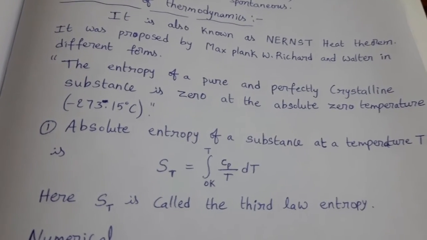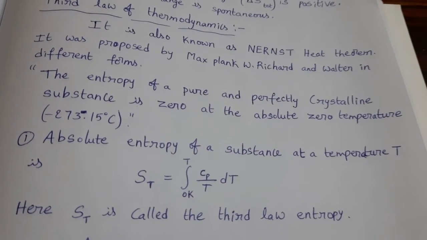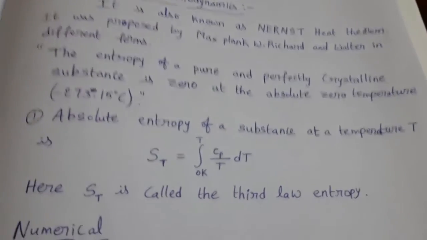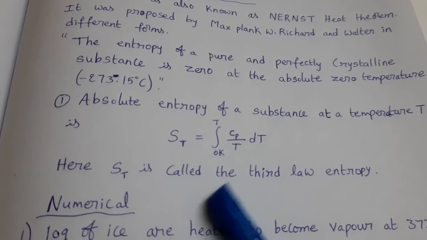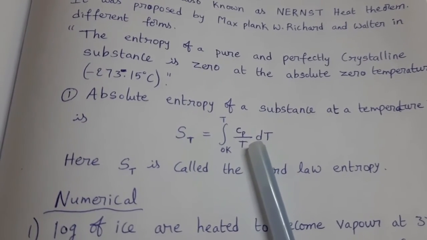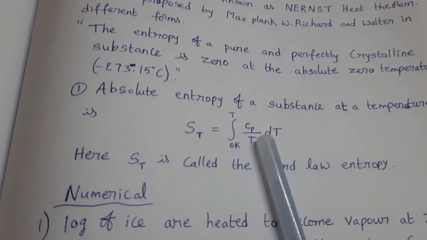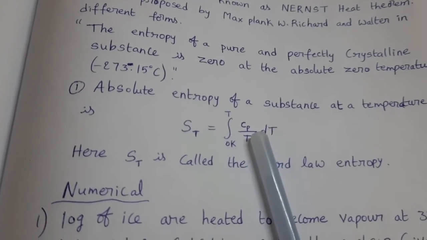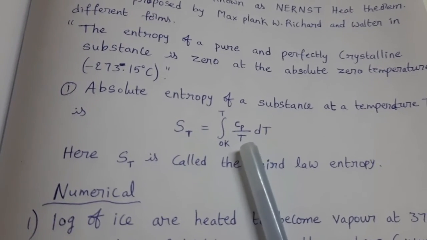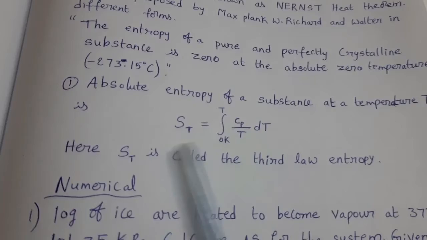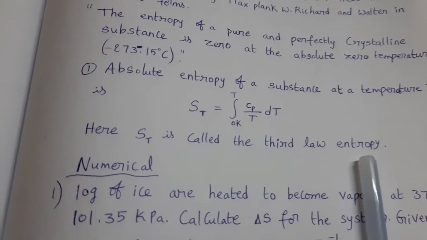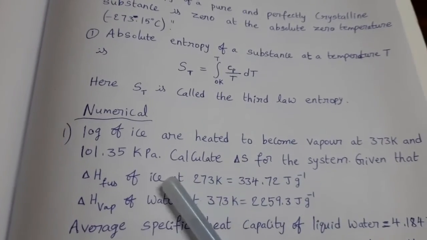Next, the absolute entropy of a substance at a temperature capital T is S_T equal to the integral from 0 Kelvin to temperature T of Cp divided by T into dT. Here Cp means heat capacity at constant pressure, and T means absolute temperature, that is, temperature having a particular value. Here S_T is also called third law entropy. Okay. Now a numerical related to this third law.